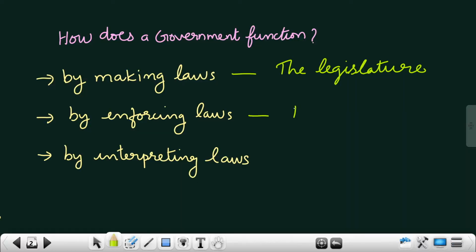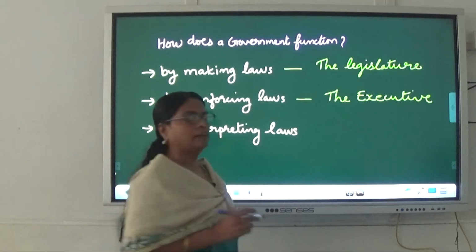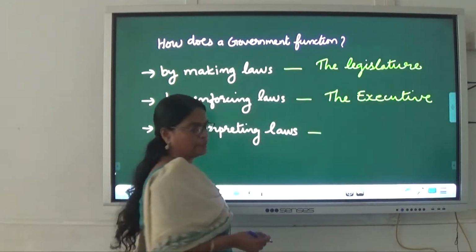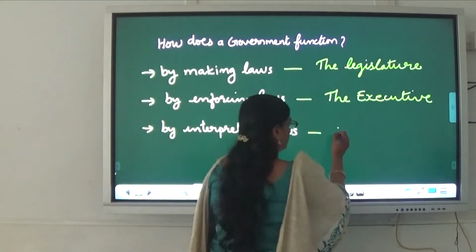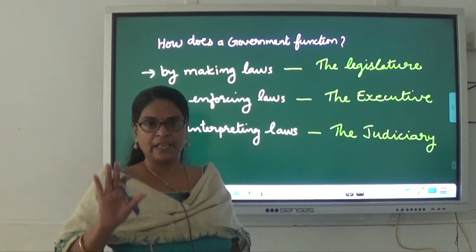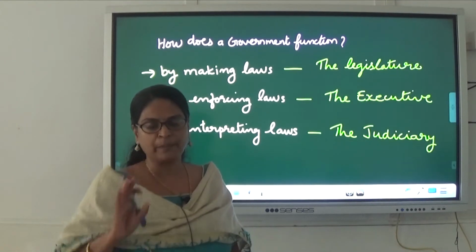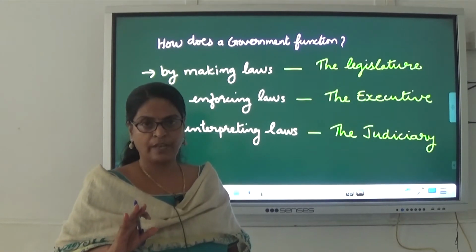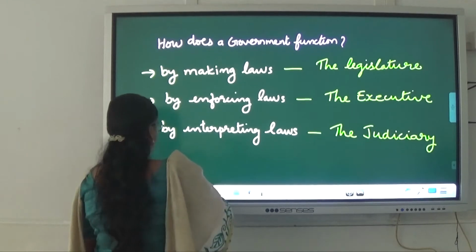Then the executive body will enforce the law, implement the laws. Then interpretation of laws is done by the judiciary. Okay, children. So the government can function only by making laws, and all the people in a country have to follow these rules and laws which are made by the government.